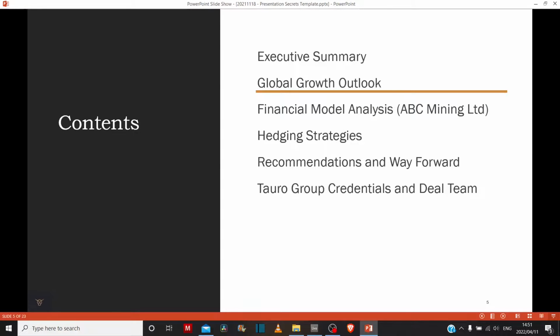Global Growth Outlook. So at this point of the presentation, now we will start to present new information to the client. So I would typically slow down a bit because the client would generally have questions to ask on each of the important points that I would raise from this section onwards. So now we're heading into the meat of the presentation.